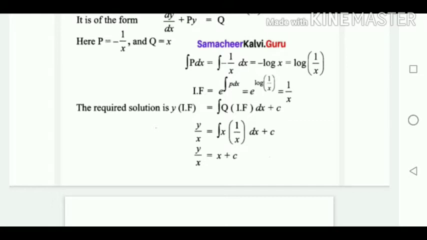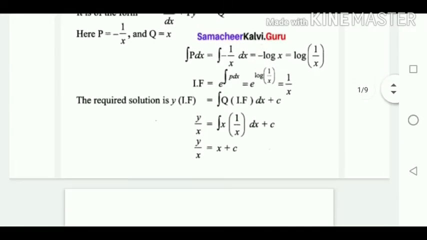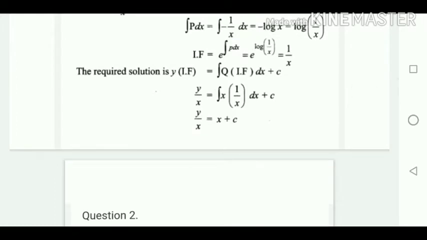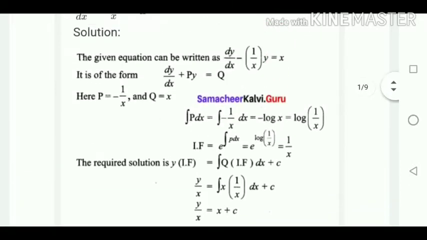So the required solution is y into IF equal to integration of Q into IF dx plus c. Here the value of Q is x, so y by x, since IF is 1 by x, equal to integration of x into 1 by x dx. The x cancels, so we get integration of dx equal to x plus c. So y by x equal to x plus c. That is the answer for this first question.